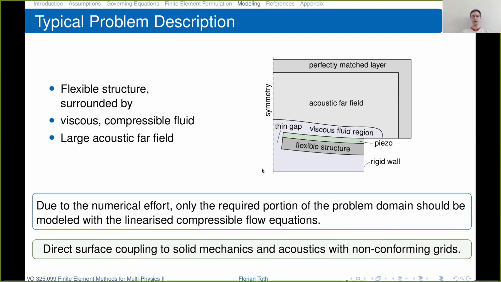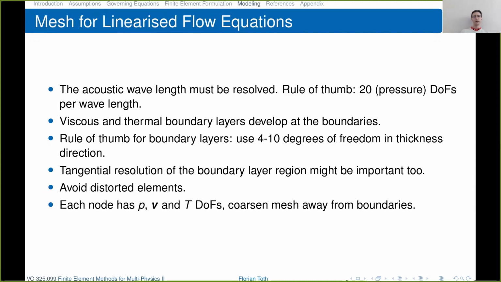The coupling between solid mechanics and acoustics is done efficiently with non-conforming grids. And this is actually the topic of the next lecture. So let's look into the meshing requirements for the linearized flow equations.